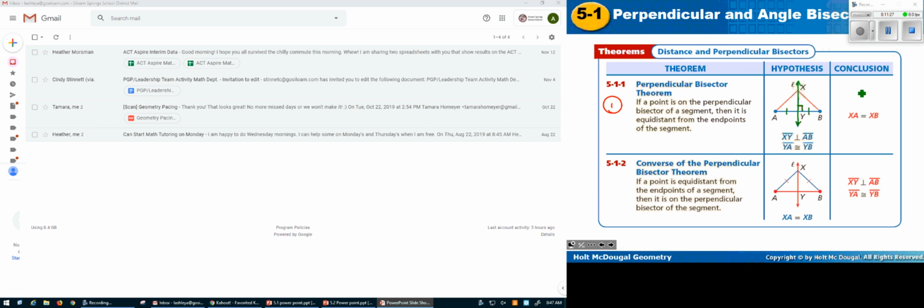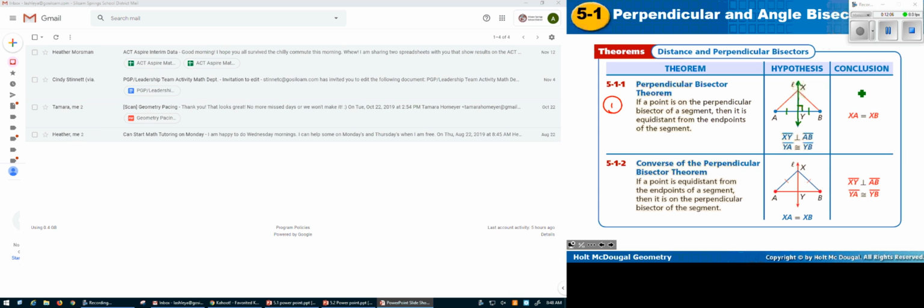Okay, and so I'm going to represent here what the theorem says. The theorem says, if you have a point on the perpendicular bisector of a segment, then it will be equidistant from the endpoints. So what that means is, if I pick any point on the perpendicular bisector, this theorem says that it will be equidistant to the endpoints. So this distance will be the same as this distance.